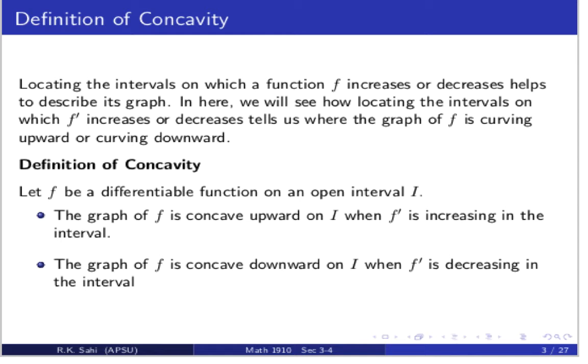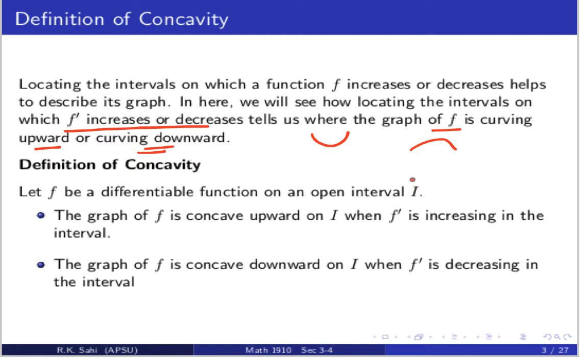Now, the intervals where the function increases and decreases give us the description of the graph. What we're going to do is locate the intervals where the derivative is increasing or decreasing, and this conveys to us where the graph of the function is curving upwards or curving downwards. In other words, is it going like this or is it going like this?